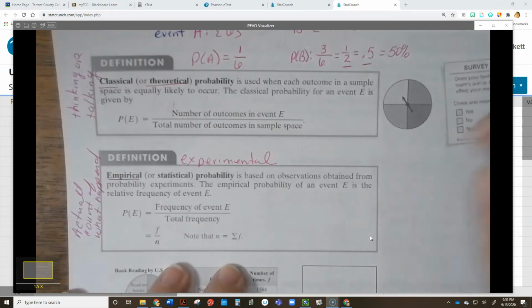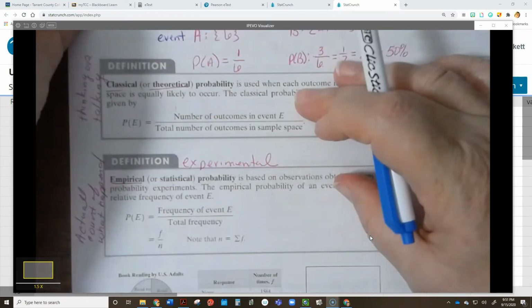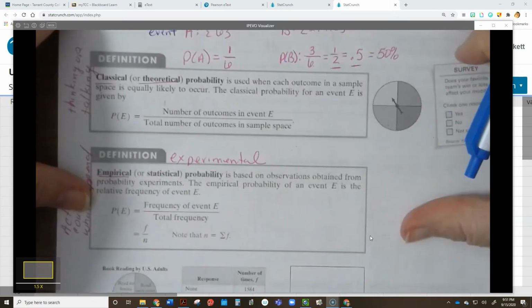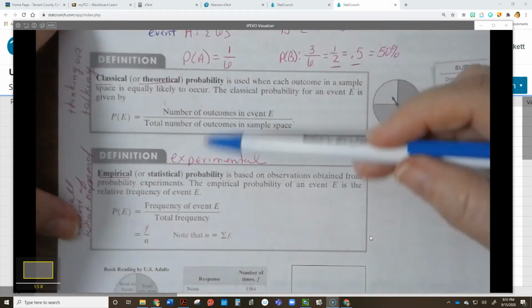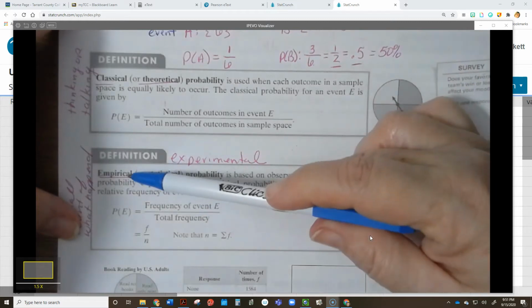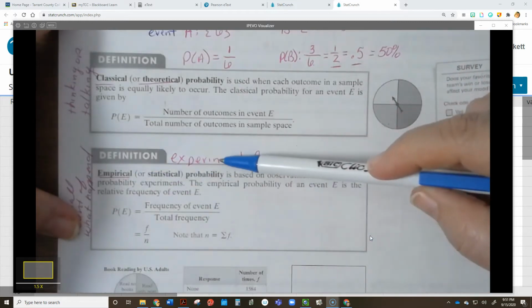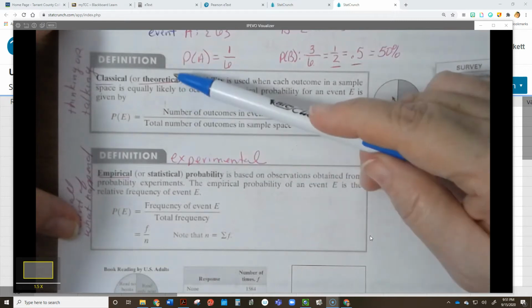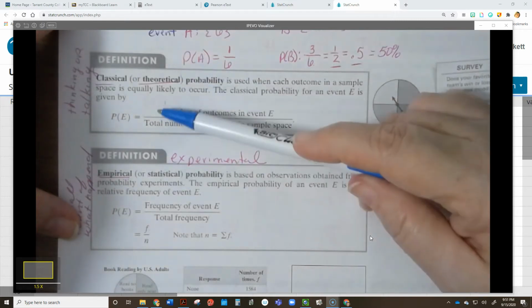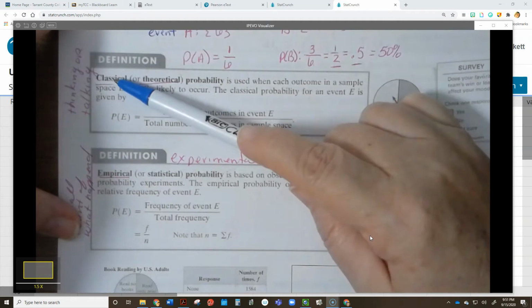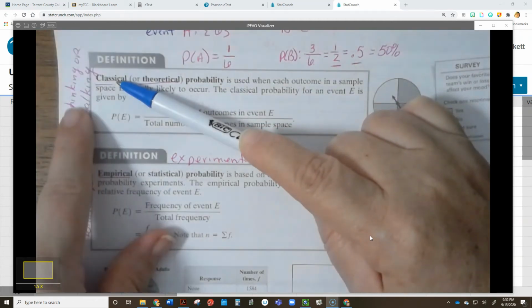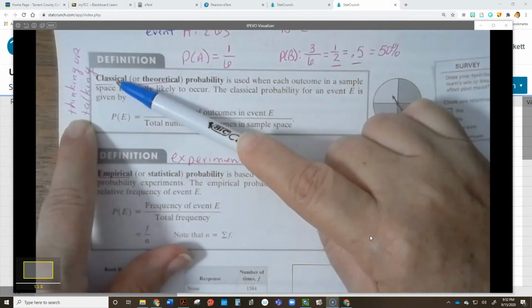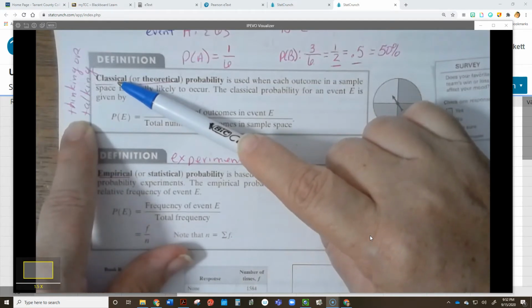Okay, so here's where I was talking about, I think earlier, the difference between theoretical probability and what they call empirical. I use the word experimental. So the difference between this one and this one: theoretical probability, or what the textbook calls classical probability, is you're not actually doing it. You're just looking and thinking and talking about it.